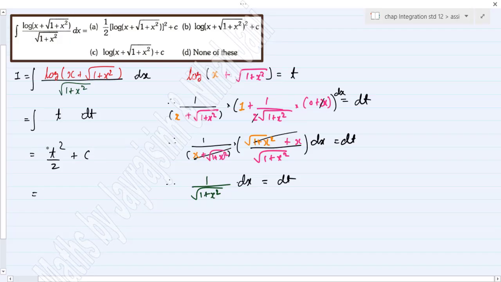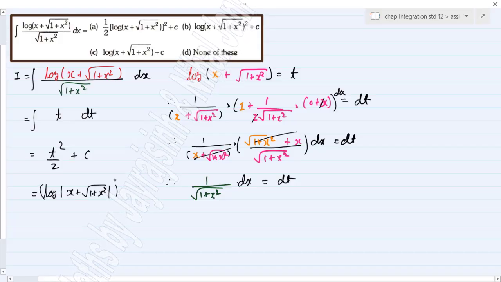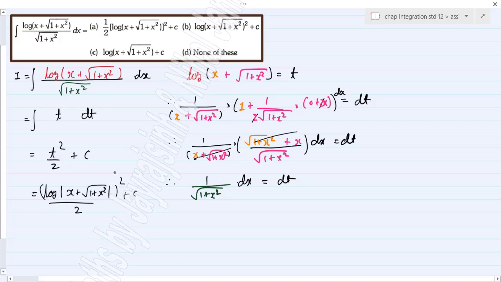And to get the final answer, we just have to put this value of t, which is log of x plus under root of 1 plus x square, the whole square by 2 plus c. The final answer is given in option A. Ta-da!